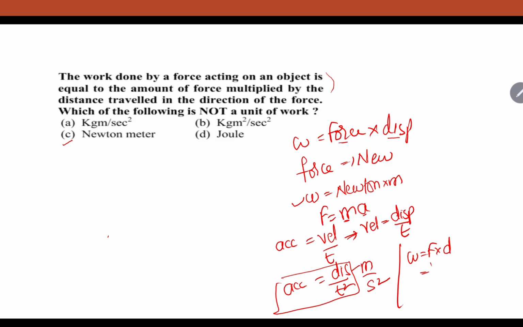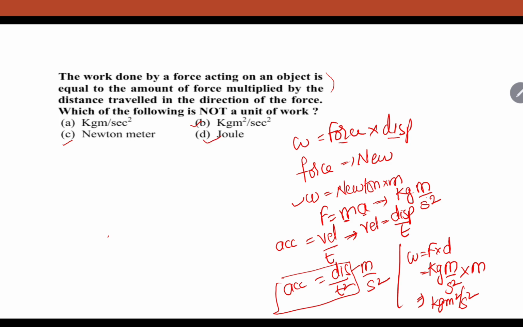So in this manner, we can write the formula for work, that is force into displacement. Force is mass into acceleration. Mass is in kg and acceleration is in meter per second square. So the unit for force in terms of kg, meter, and seconds is kg meter per second square. In the same manner, the displacement unit is the meter. So combined we can write kg meter square per second square. This is also one of the units for work, and in a similar manner we can write the unit for work in terms of joules also.